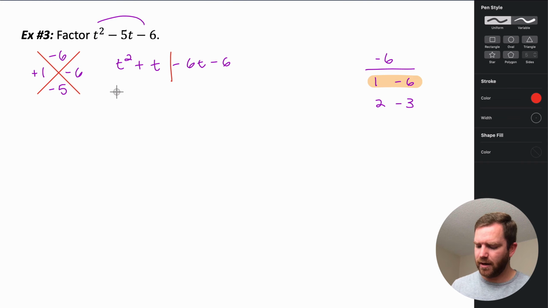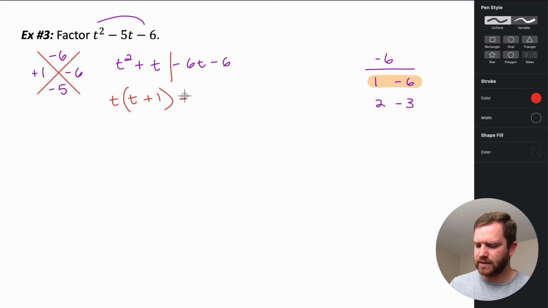So what do these two have in common? Well, number-wise, the only thing that goes into both of those evenly is a 1. And they both have a t, at least a t to the first power. So what would I have to multiply t by to get t squared? Well, I'd have to multiply by a t. T times what is just t? Well, that's going to be t times 1, positive 1.